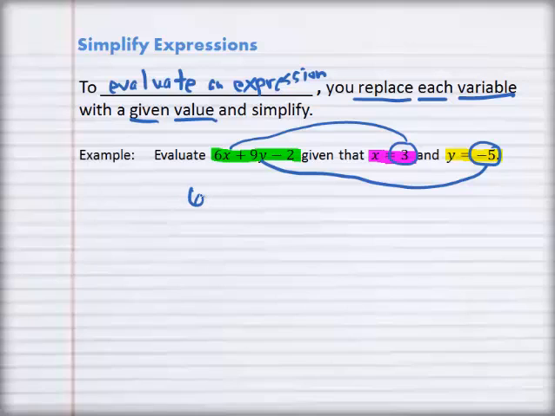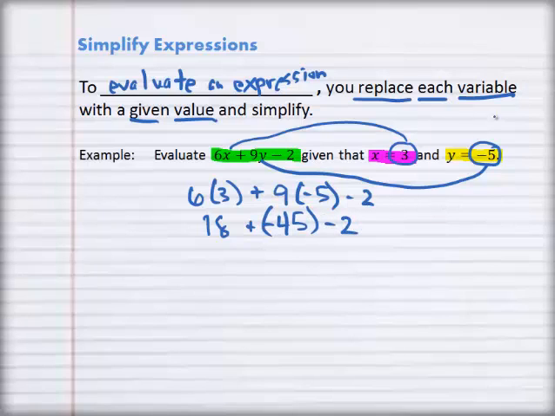So I'm going to do 6 times 3 plus 9 times negative 5 minus 2. 6 times 3 is 18, plus 9 times negative 5 is negative 45, and then minus 2. And then if I do the math on that, I get 18 minus 45 minus 2. So 18 minus 2 is 16. I'm going to put these together first. 16 minus 45 is negative 29.